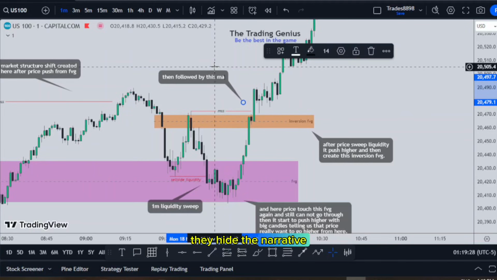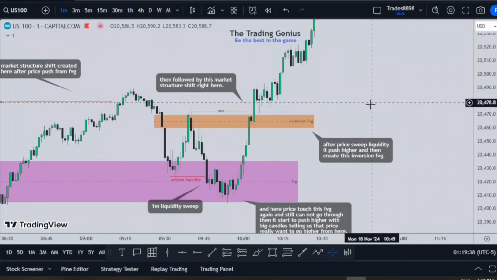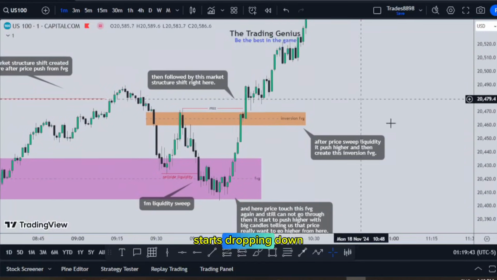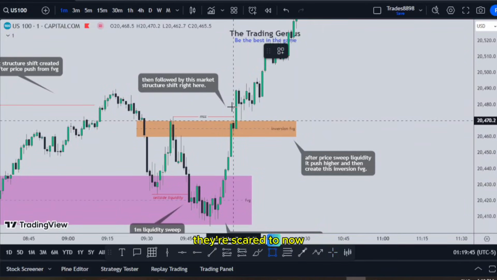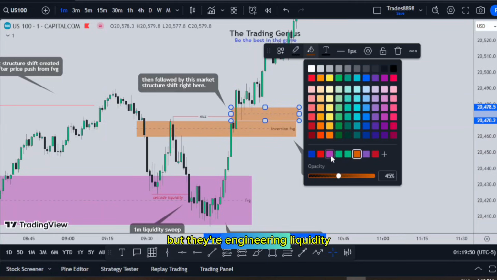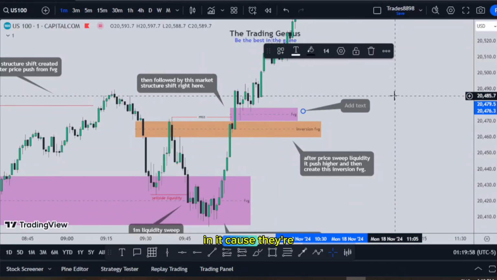They hide the narrative, which is the first thing that they do, by having all these little quirky short-term fluctuations in price. And they run buy side first to get people caught in. And then when it starts dropping down, people that wanted to buy that day are scared to now buy. So they're hiding the narrative, but they're engineering liquidity. Because some people will say, okay, I was wrong, let me now go short. Where are they going to put their short? Wherever they can get in it, because they're going to chase. So where are they going to put their stop loss? At the high of the day that's formed so far since 9:30.